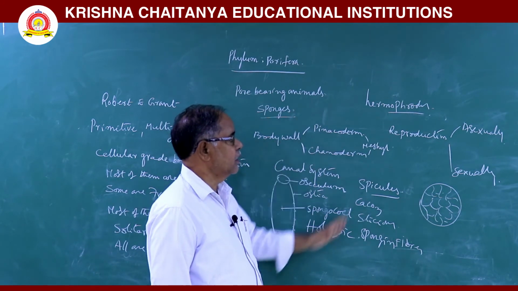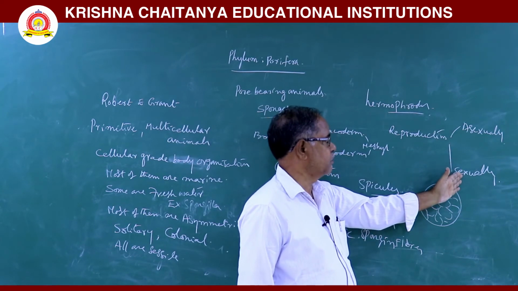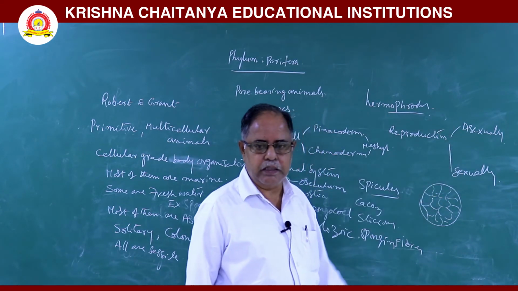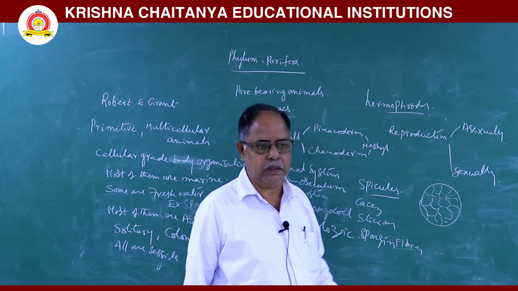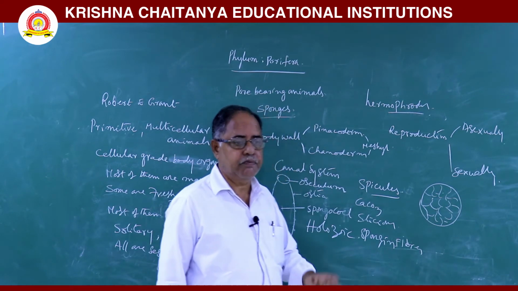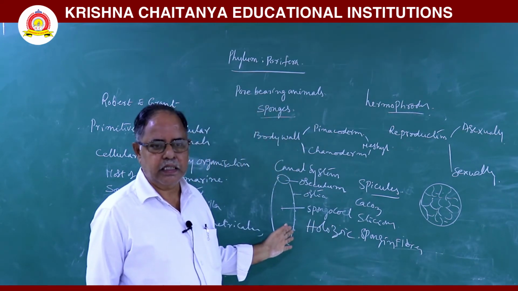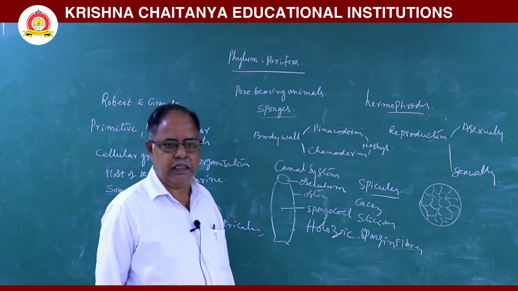Here, reproduction occurs in two methods. One is asexual reproduction and the other is sexual reproduction. Asexual reproduction occurs by means of budding. Next, sexual reproduction. In sexual reproduction, gametes are formed. Next, internal fertilization occurs. Next, holoblastic cleavage occurs in the zygote.